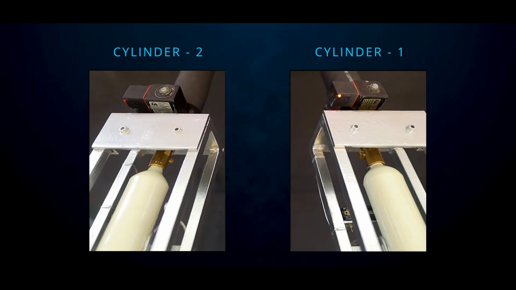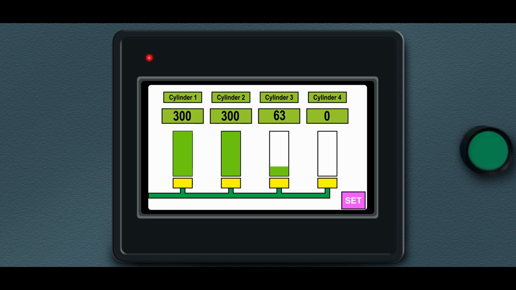Once the set weight is achieved, the first solenoid valve will switch off and the second one will switch on automatically. This will be indicated as a red glow and the process will continue till the fourth cylinder is full.